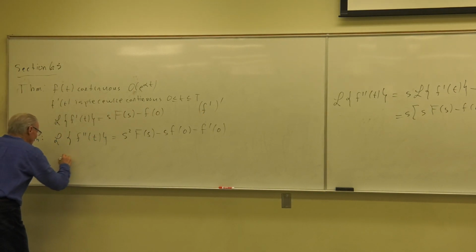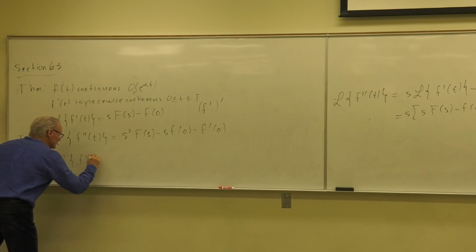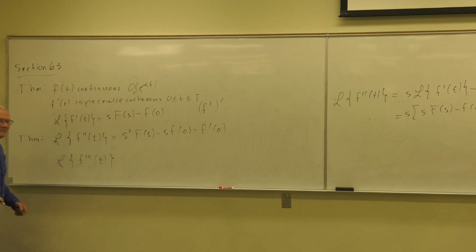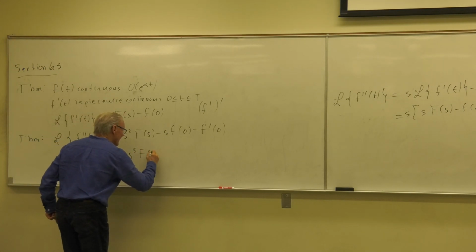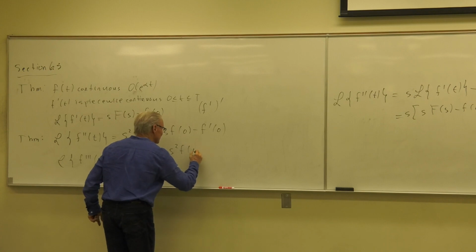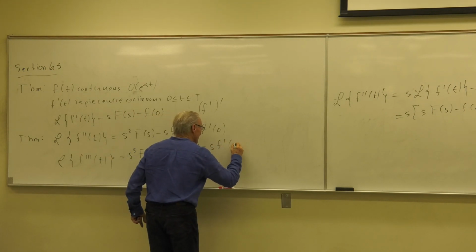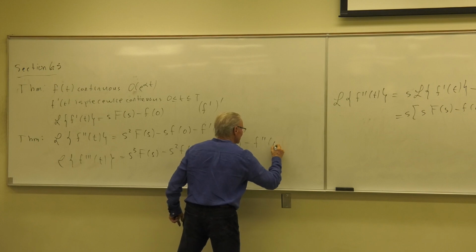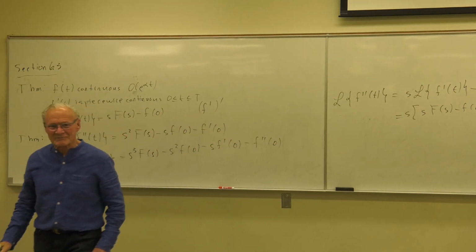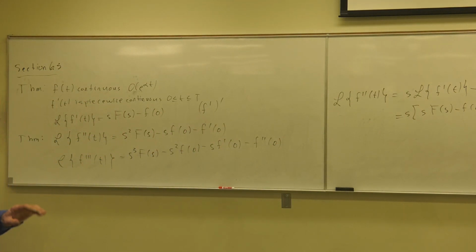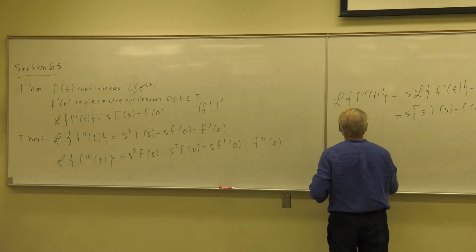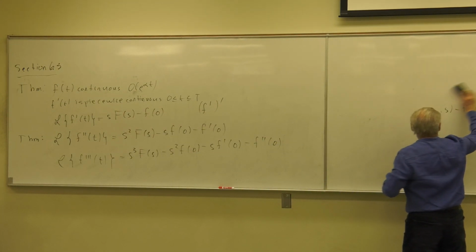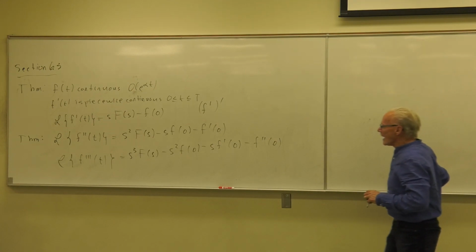Can you guess what it would be if it were triple prime? You can probably see the pattern. It would be s cubed F of s minus s squared f of 0 minus s f prime of 0 minus f double prime of 0. And that's what it is. So we now have formulas for taking Laplace transforms of derivatives. Let's now go and solve some differential equations.